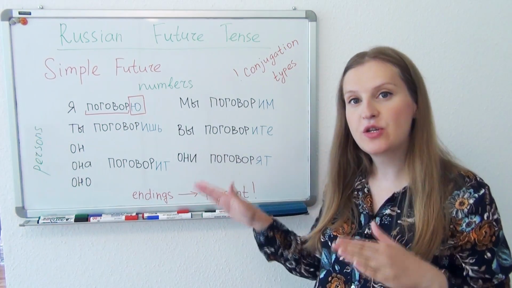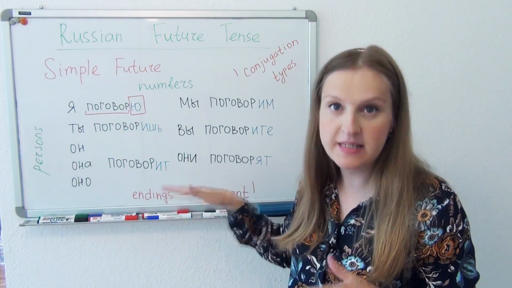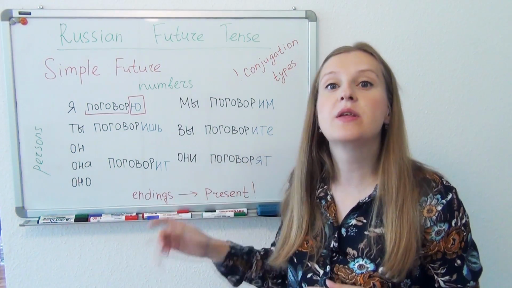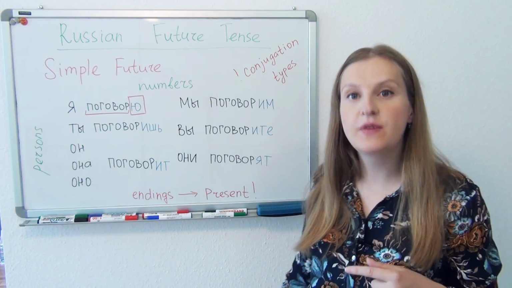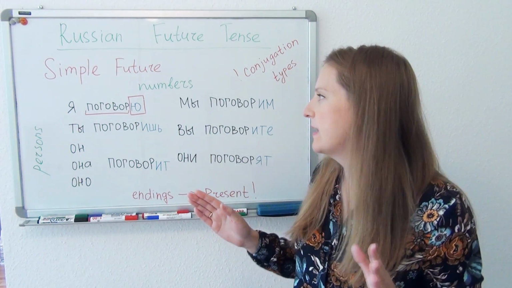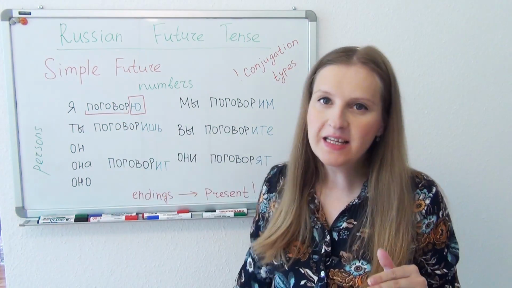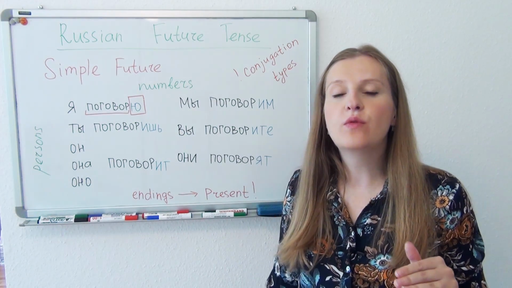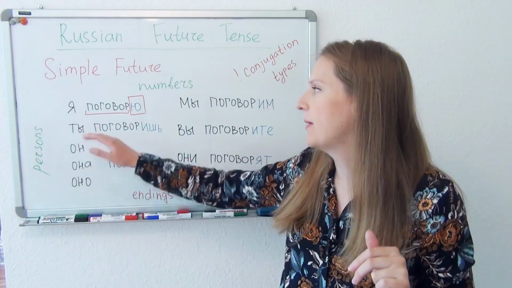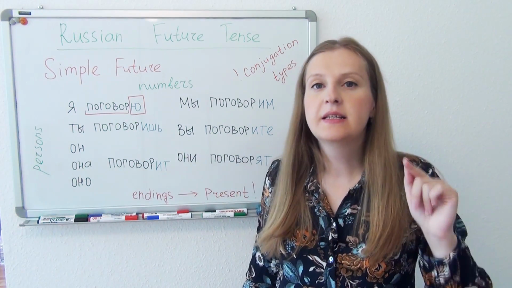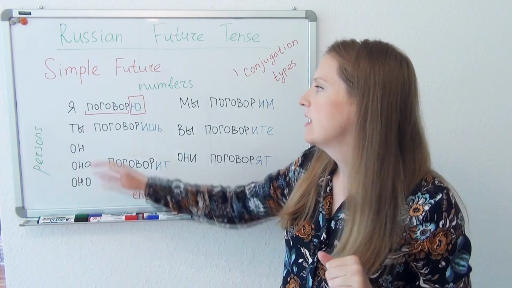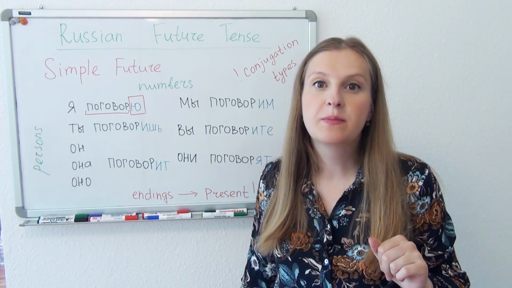The general rule we should remember here is that the endings are the same as in present for imperfective verbs. But here we deal with perfective verbs, verbs which denote finished actions. One very important aspect here is that when we deal with verbs of the second conjugation type, we should remove the last three letters from the infinitive. For example, поговорить, we remove и, т, the soft sign. Ить, three letters. And we say поговорю, not поговорю.